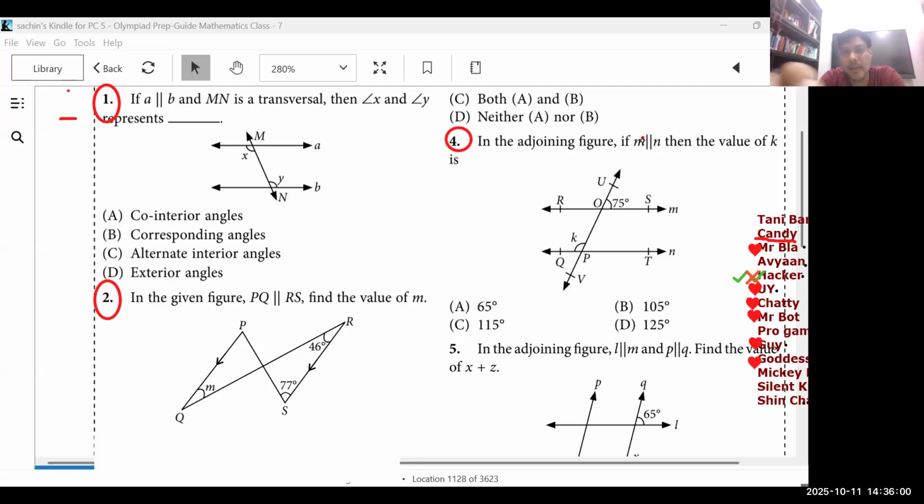Chalo guys, let me explain then. Yes, these are alternate interior angles. First one, we all know that. Alternate interior angles. Then these are also alternate interior angles. Lines are parallel and a transversal is there, this is the transversal. So these two are alternate interior, these two are alternate interior.